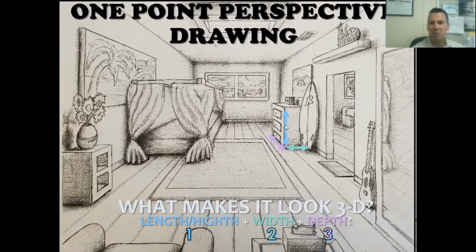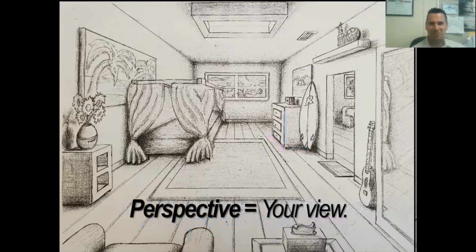So what makes it look 3D? It's having length or height, width, and depth on all your objects, and even the room here has all 3 of those dimensions. That is what's going to make your art look 3D and give it the illusion of 3D, and we are going to learn how to do that. It's tricky, so pay close attention.